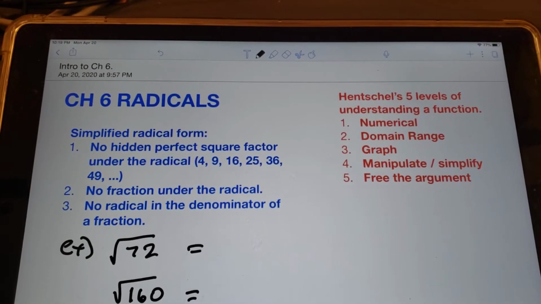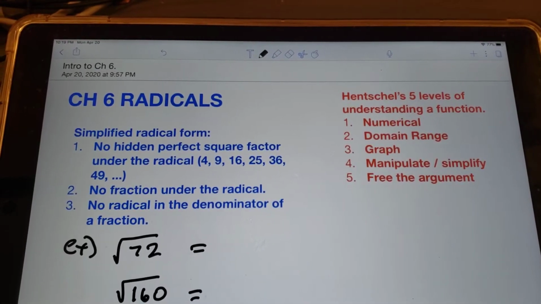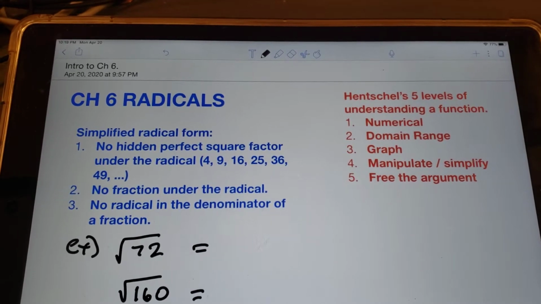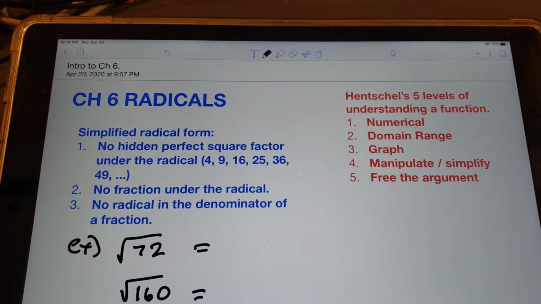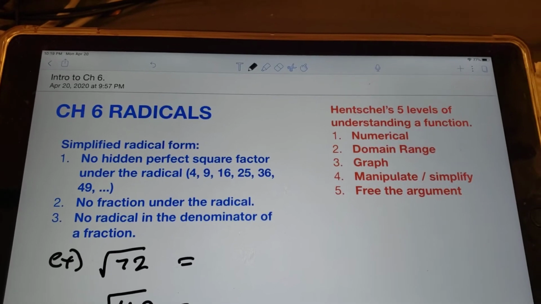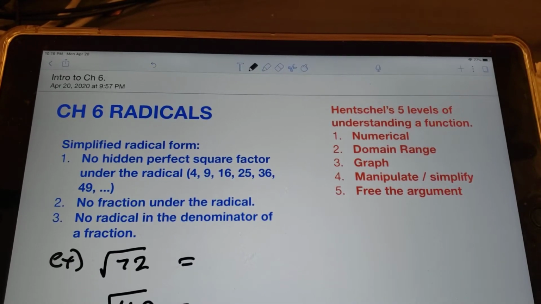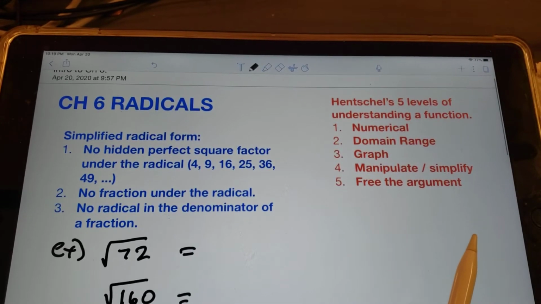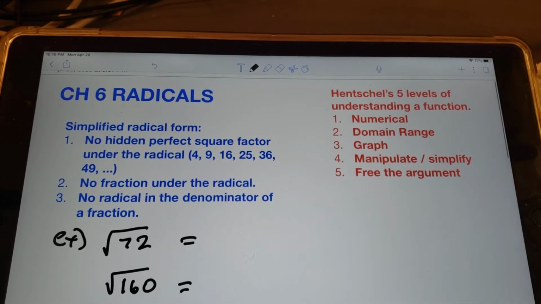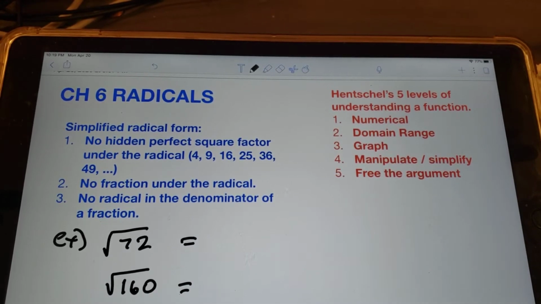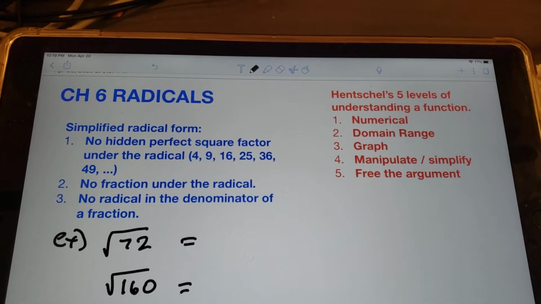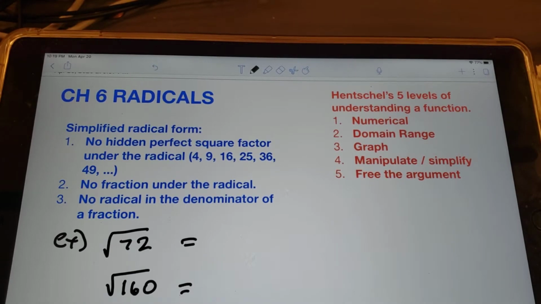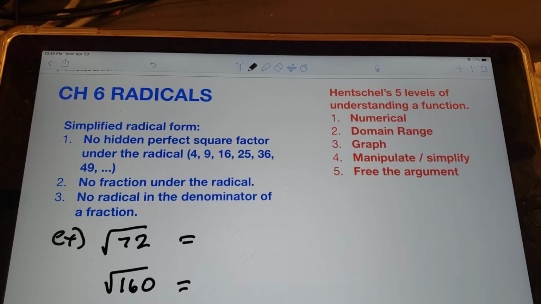All right, this is my video introducing Chapter 6. Now, Chapter 6 is about radicals, and well, you have a lot of history with radicals. You've been dealing with them since you probably first picked up a calculator. What I like to say about this chapter is it is no one's least favorite chapter. There are a lot of chapters people don't like, but I don't think anybody hates Chapter 6.